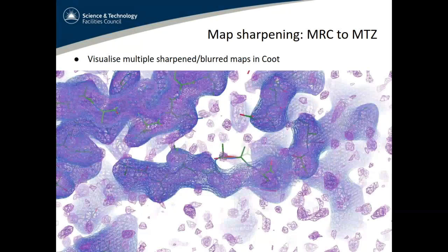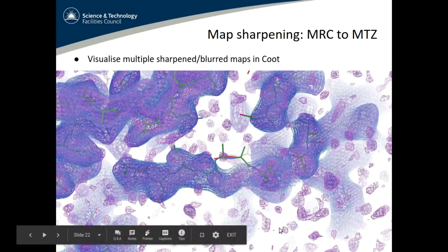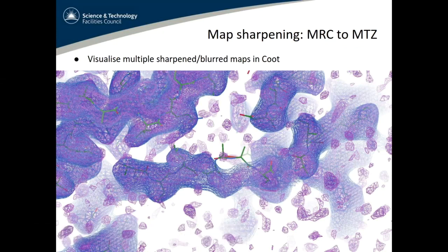MRC to MTZ links up quite nicely with Coot, so you can click a button in the Ccp-Em interface to open up all of the sharpened and blurred maps, and here we're looking at that same loop again. We've got all the different maps open simultaneously, so in purple is the original over-sharpened one, and then in progressive shades of blue we have the various blurred maps, and you can see actually visualizing all of them at once gives you a very clear indication of where the density should be.